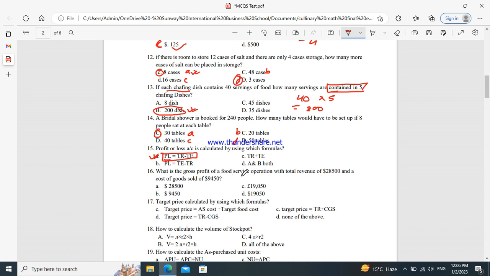And next one, what is the gross profit of a food service operation with a total revenue of $28,500 and a cost of goods sold of $9,450? You can calculate this from GP. Gross profit is equal to total sales, TR, minus CGS. CGS means cost of goods sold. So 28,500 minus 9,450. Therefore, the final answer will be 19,050. This is the answer, but the given data is in dollars, therefore this is not the correct answer. Option D is the correct answer.